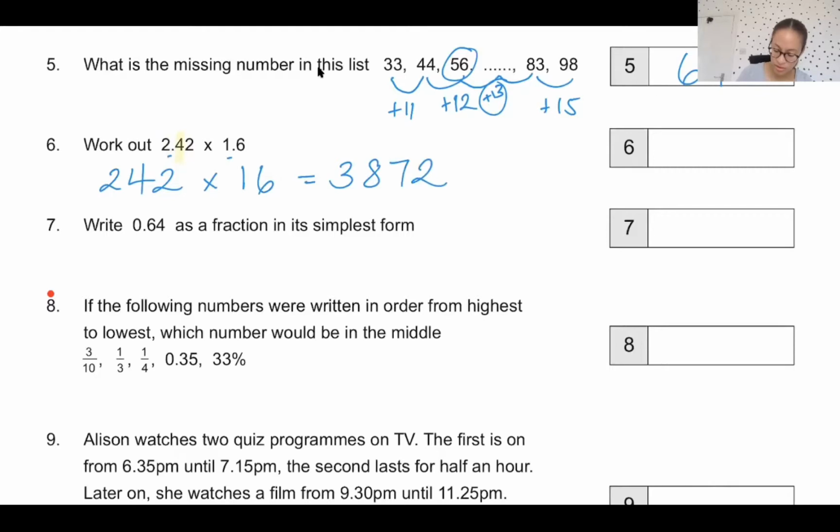We have 1, 2, 3 numbers behind the decimal point. So we do 1, 2, 3 numbers behind the decimal point in the number, and we put the decimal point there. So our answer is 3.872.